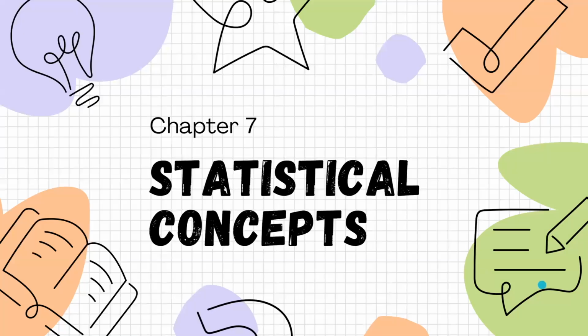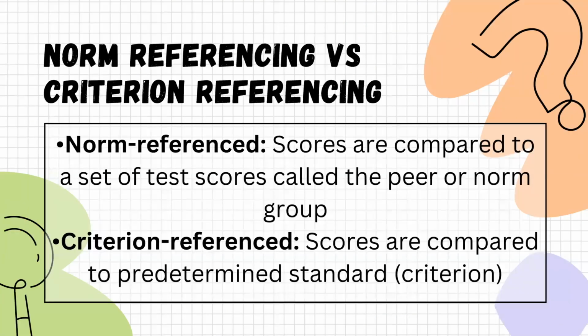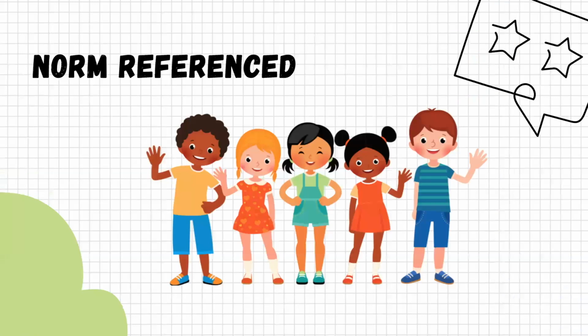Let's take a look at some statistical concepts. The first we want to do is understand norm referencing versus criterion referencing in terms of testing. Norm reference tests are when scores are compared to a set of test scores called the peer or norm group. Criterion reference scores are scores that are compared to a predetermined standard or criterion. Let's think about norm reference.